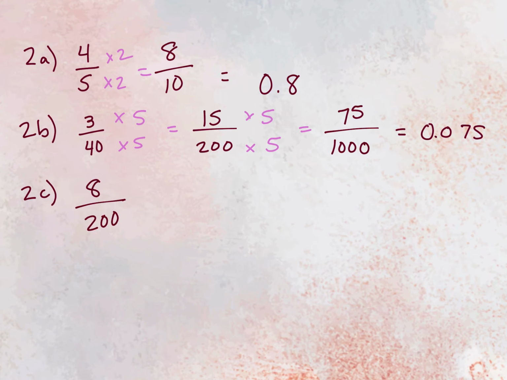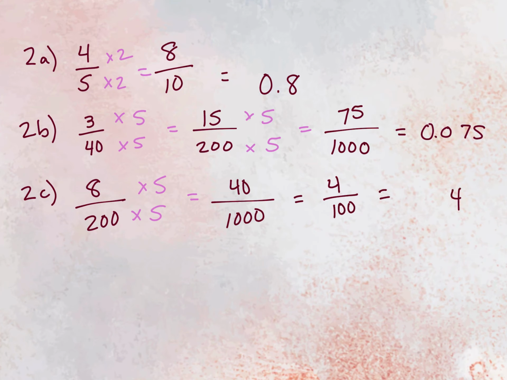Eight over 200. If we times 200 by 5, that gives us 1,000. And 8 times 5 is 40. Then we could reduce. That gives us 4 over 100. So a 4 goes in the hundredths place. Tenths, hundredths.